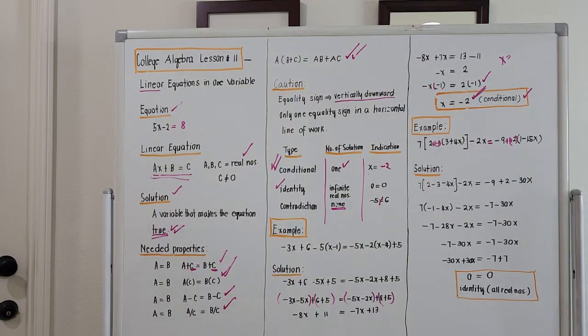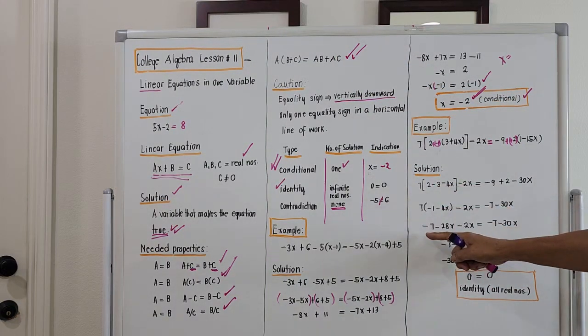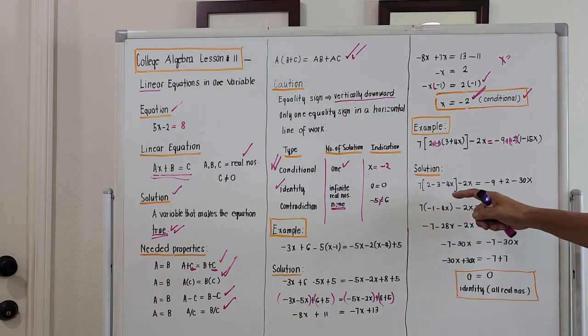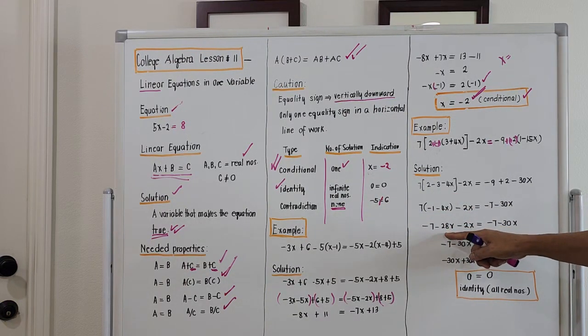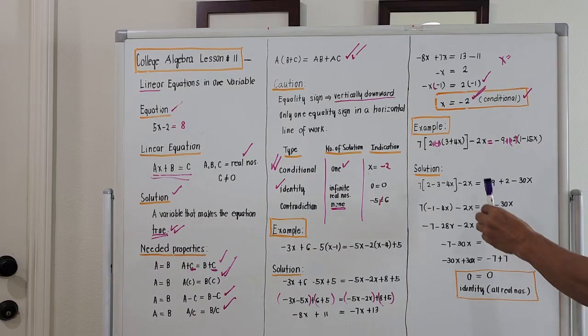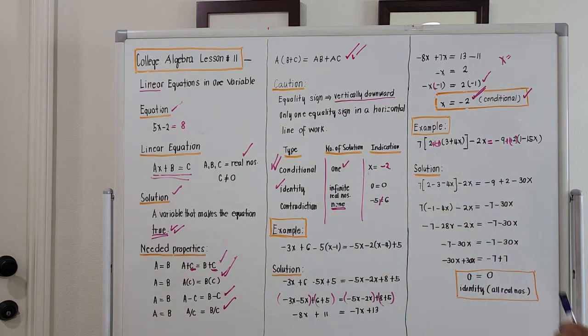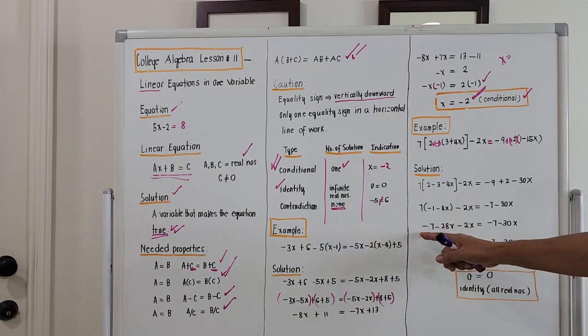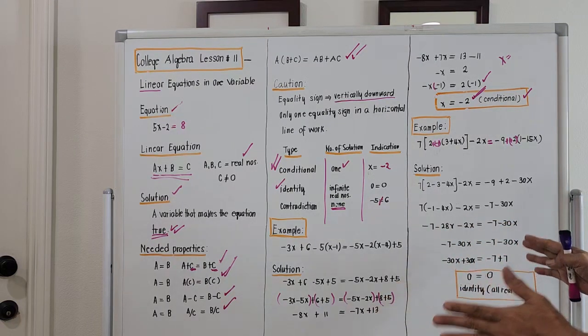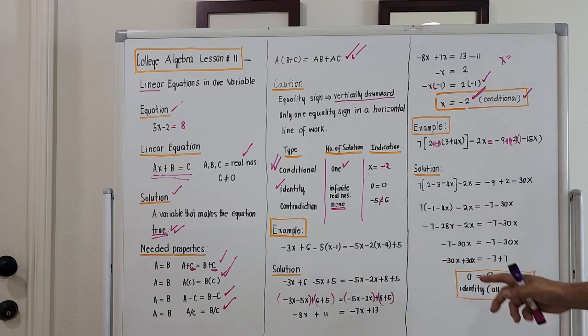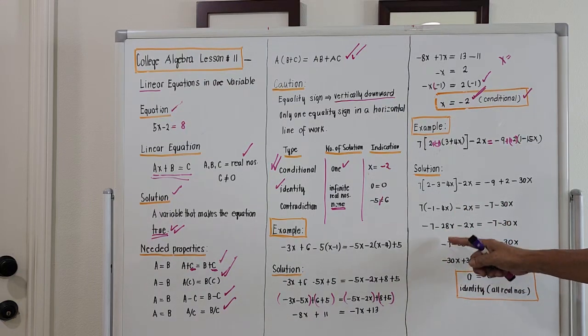We distribute. So 7 times negative 1 will be negative 7, and 7 times negative 4 will be negative 28 times x. Minus 2x equal to minus 7 minus 30x. The equality sign is still in column, vertically downward. For both the left and right, try to combine similar terms. Negative 7 as it is, negative 28 minus 2 with the variable x should be negative 30x. And this should be equal to negative 7 minus 30x.